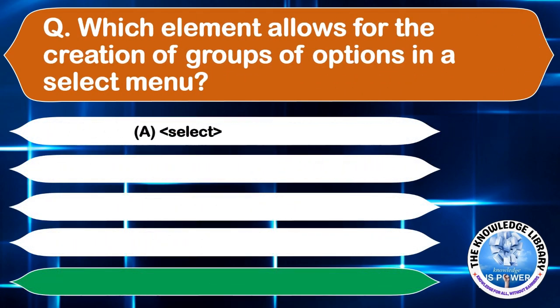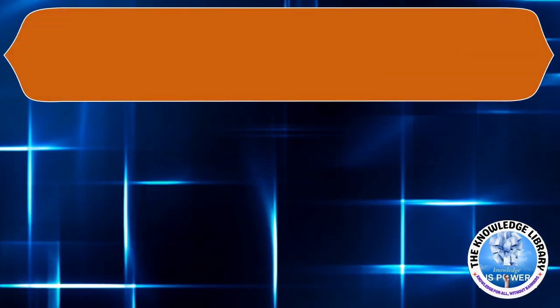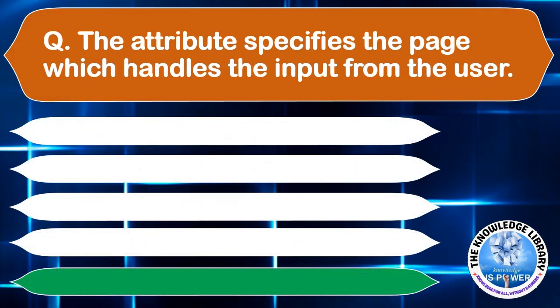The next question is, which element allows for the creation of groups of options in a select menu? Option A, select tag. Option B, group tag. Option C, option tag. Option D, opt group tag. The correct answer is option C, option tag.